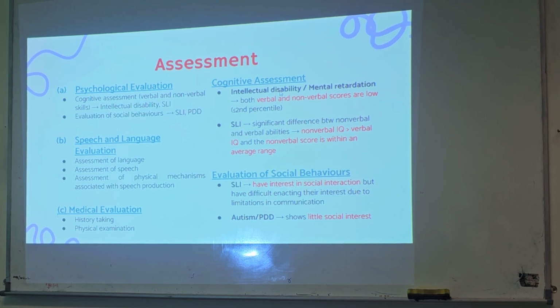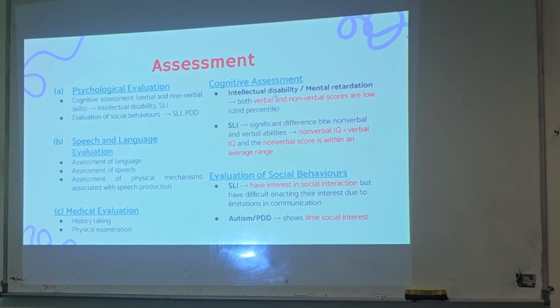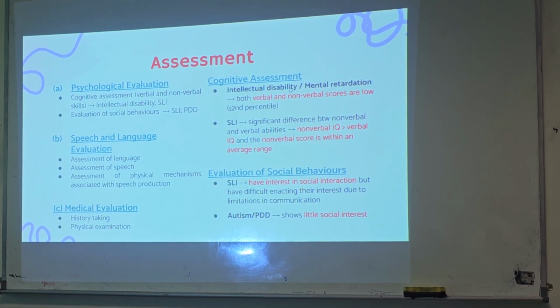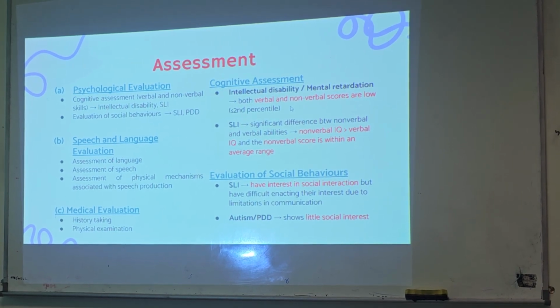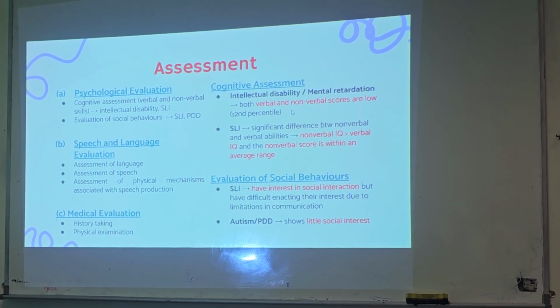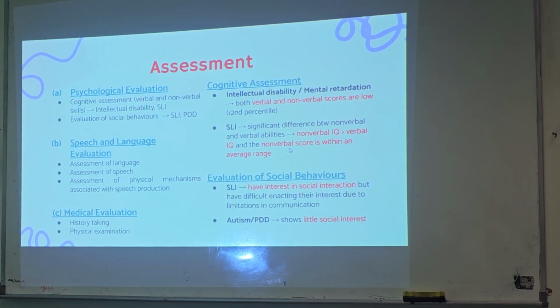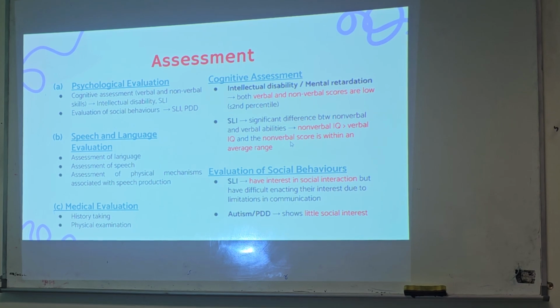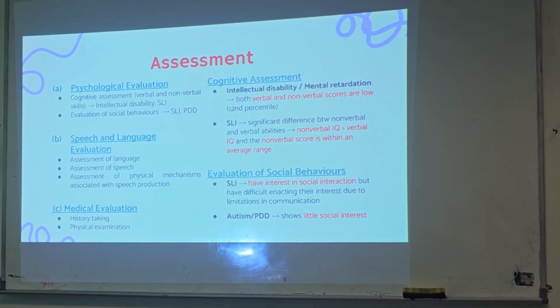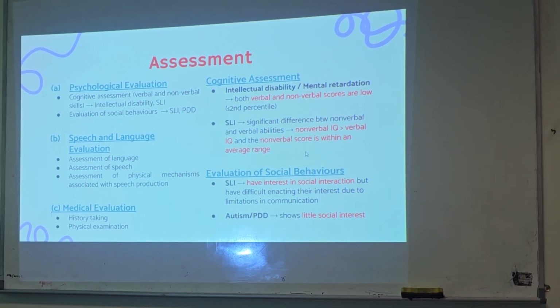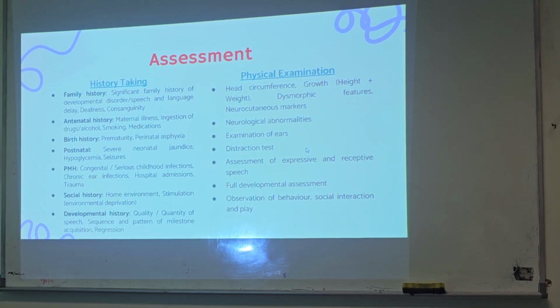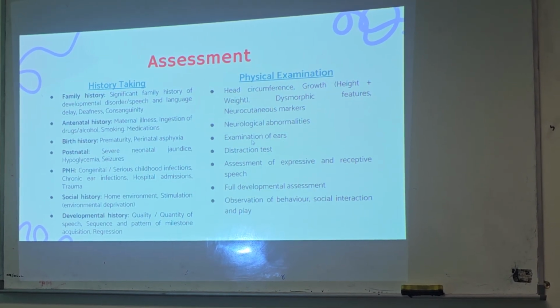And to differentiate, based on the results, you will note that children with intellectual disability have both low verbal and non-verbal scores, that is below the 2nd percentile. But for specific language impairment, their non-verbal IQ is still within the normal range. It's just that they are not able to speak out verbally, and that's why their verbal IQ is low.